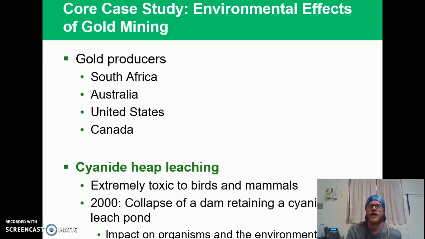Okay, so a little piece of evidence that shows that there is not an even distribution of resources beneath our feet: minerals such as gold are in higher quantities in different parts of the earth. The top gold producers on earth right now are South Africa, Australia, United States, and Canada.